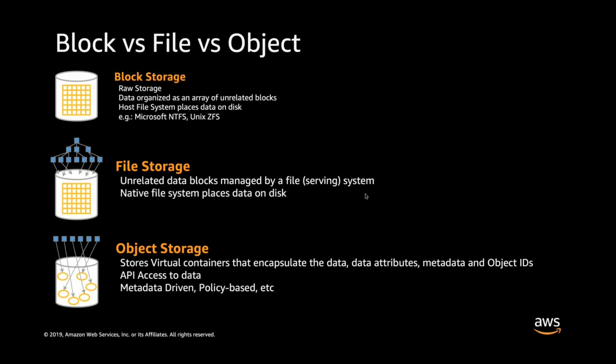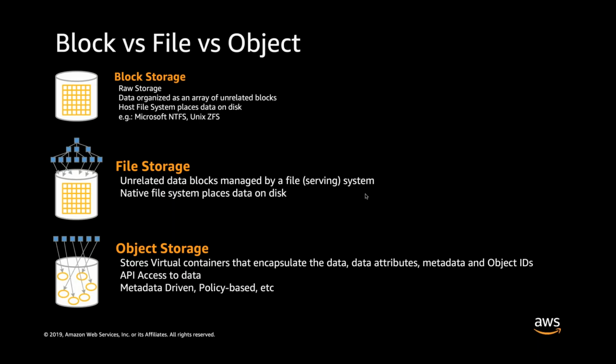First, we have block storage. Basically, block storage is raw storage. Data is organized as an array of unrelated blocks, and a host file system places data on this. You can categorize this as the hard disk in your traditional computer. On the cloud, we also have a sort of hard disk in the form of block storage.